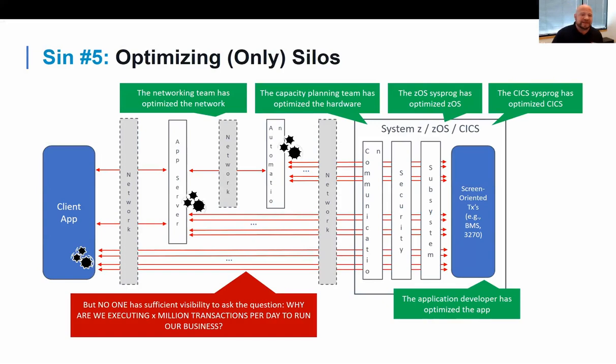Sin number 5, optimizing only the silos. So what does this mean? Remember that one example of the customer that had an Excel macro that pressed the enter key 10,000 times? That's my favorite example. All it was doing was one thing, pressing enter for a business result. Well, when we first showed them that, my colleague was on site and they immediately went over to the application folks. And the manager had a conversation with them about this macro, this application.